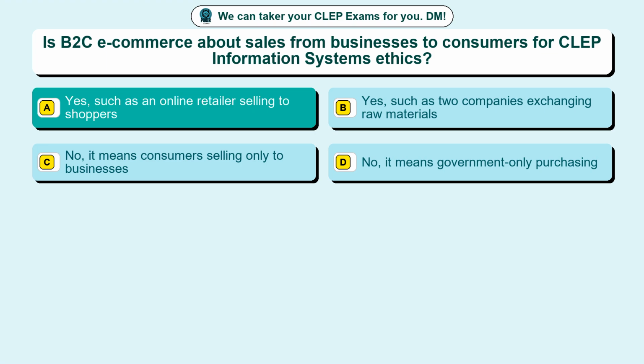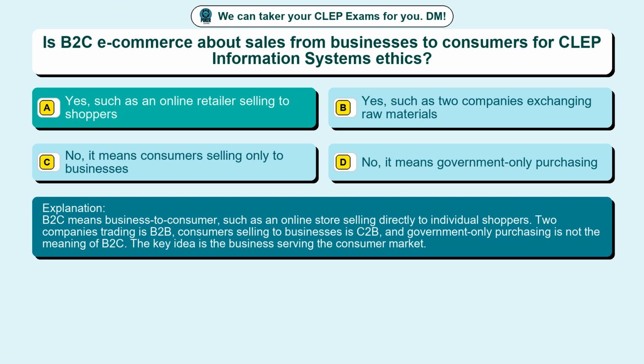The correct answer is option A. Yes, such as an online retailer selling to shoppers. B2C means business to consumer, such as an online store selling directly to individual shoppers. Two companies trading is B2B, consumers selling to businesses is C2B, and government-only purchasing is not the meaning of B2C. The key idea is the business serving the consumer market.